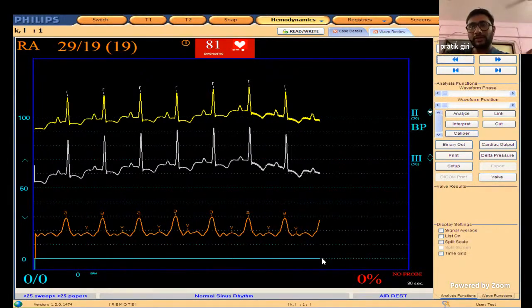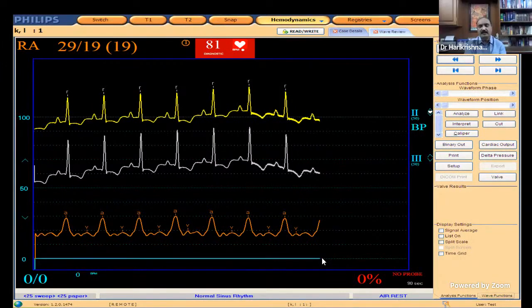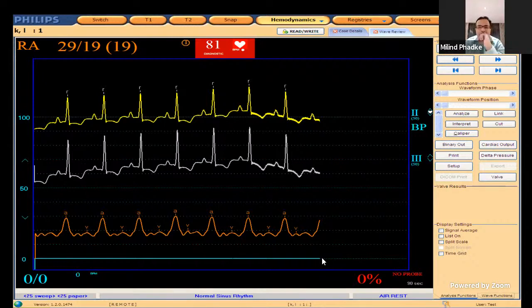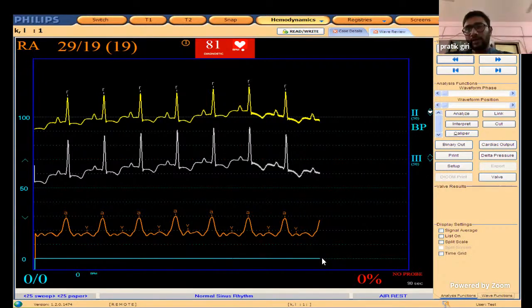So pressure tracings of the right atrium, where the RA mean pressure is around 20. The waves are written. Can you comment on the waves? Sir, there is a tall A wave which can be easily seen over there.